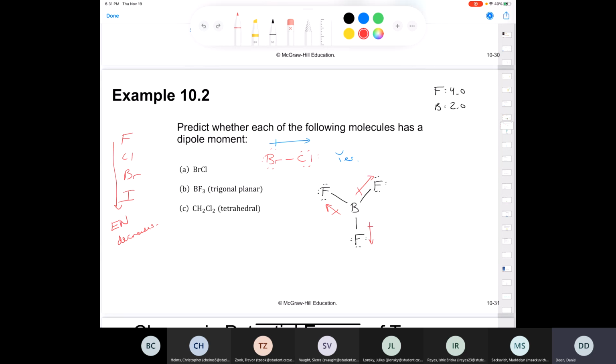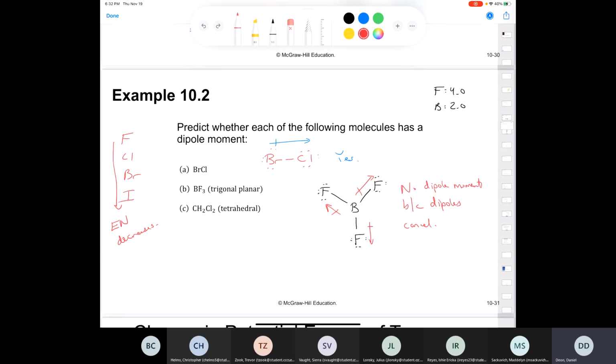Bruce says no. He's absolutely correct. No dipole moment, because the dipoles cancel, right? Think about it. They're all pulling in equal and opposite directions of an equilateral triangle. So they all cancel each other out.